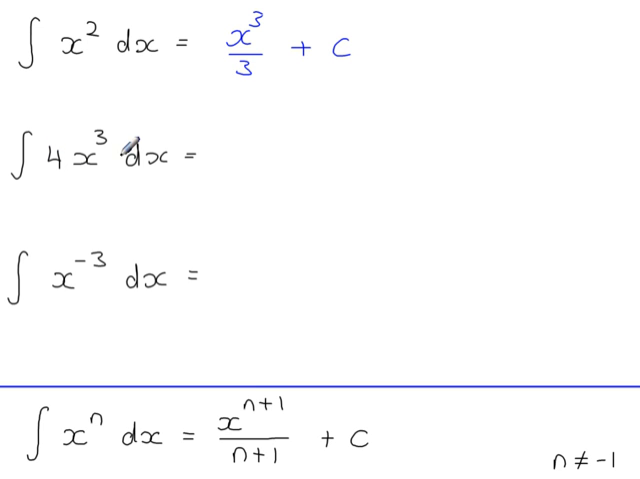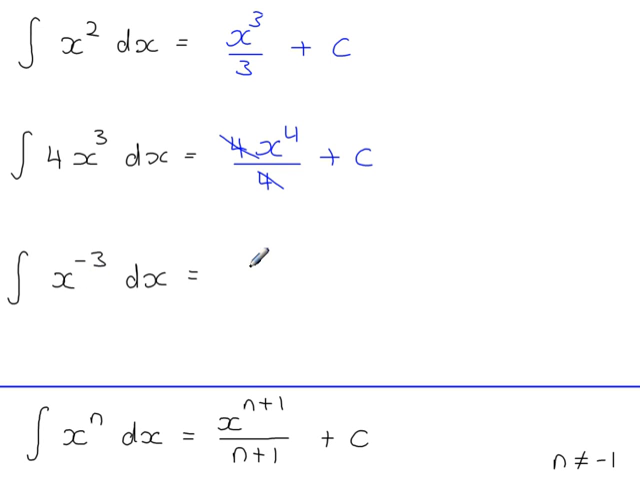Moving on, integrating 4x cubed. So there's that 4 there, and then increasing the power by 1, dividing by the new power, and these 4s cancel, plus c.